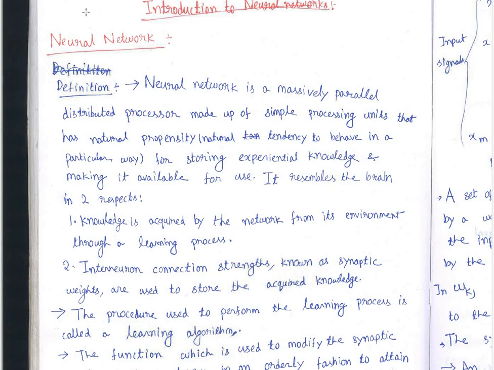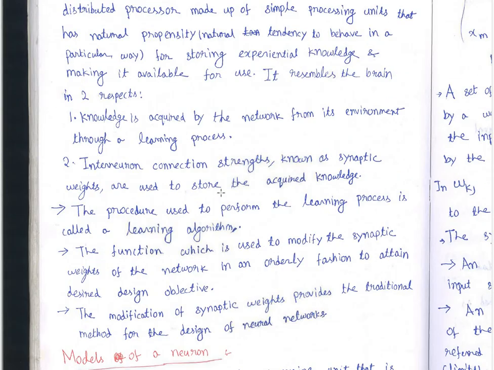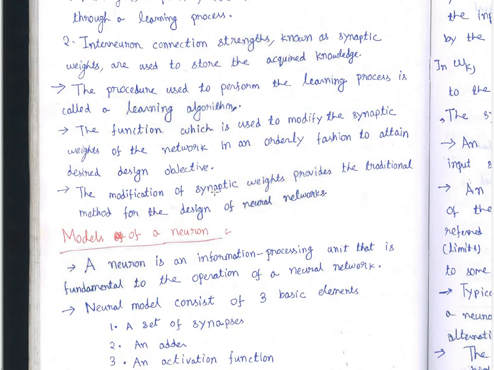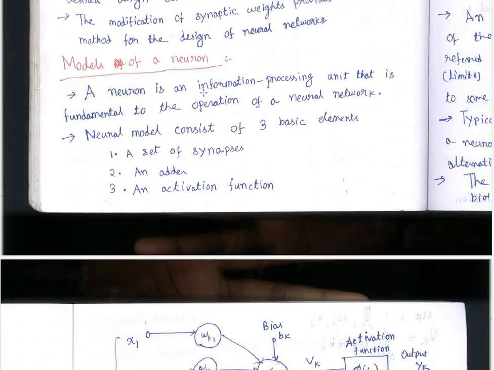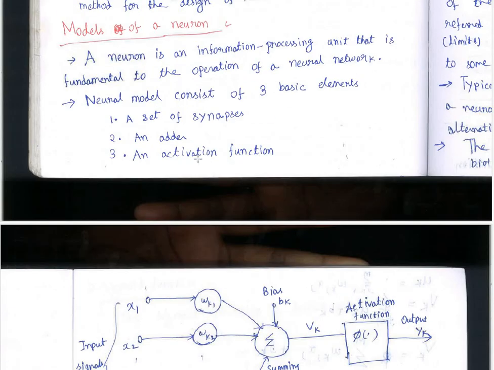The topic is Introduction to Neural Network. A neural network is a massive parallel distributed processor made up of simple processing units. The knowledge is acquired by the network through a learning process, with interconnection strengths known as synaptic weights. It's similar to a brain neuron.